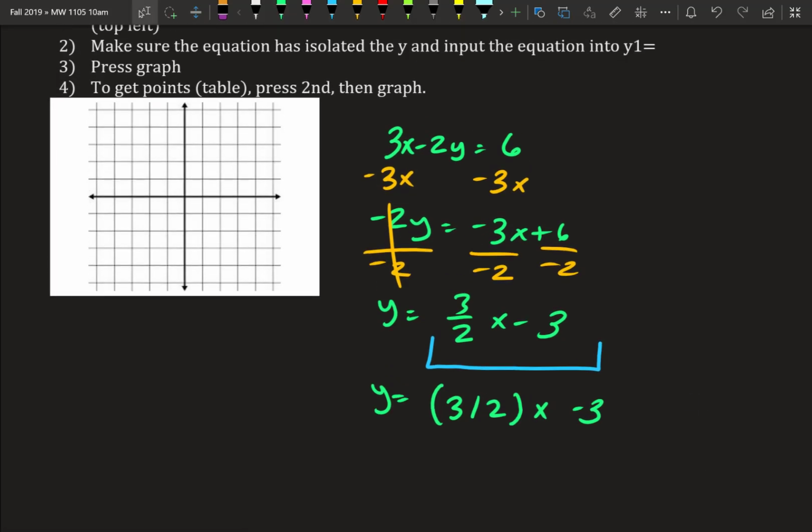After you plug it in, go ahead and hit graph. Graph is the top right button. If you need points, because sometimes it's hard to tell where it crosses, hit second graph. So hit the second button to the left, it's the blue button, and then hit the graph button. It'll give you points. You'll see 0, -3, and you'll also see 2, 0. And the graph should look something like this. It's not the only time we'll graph in the class. I will eventually show you. And if you have questions about that, I can show you in person.